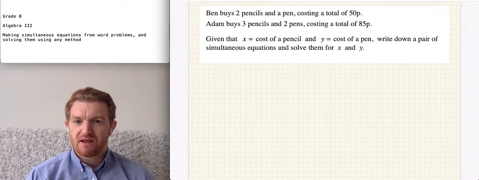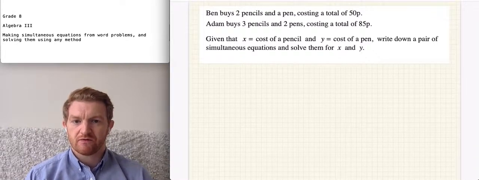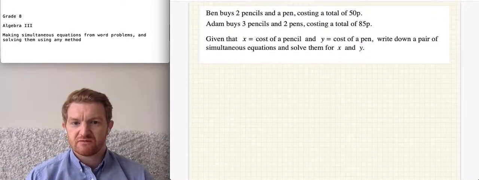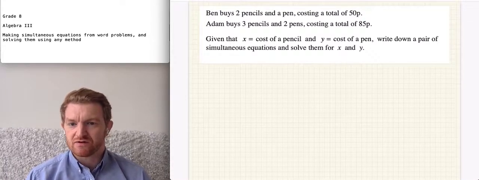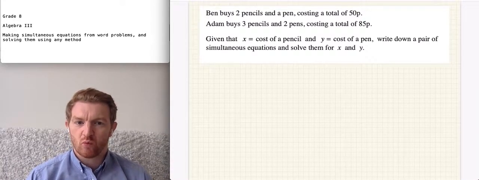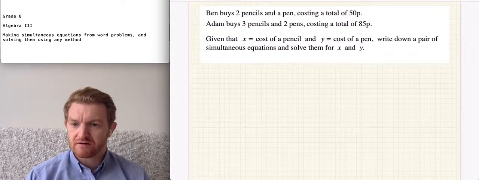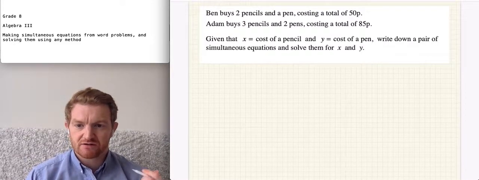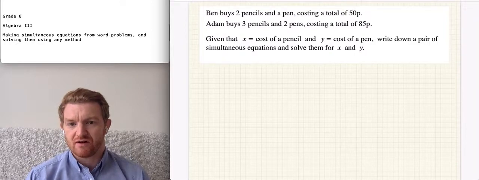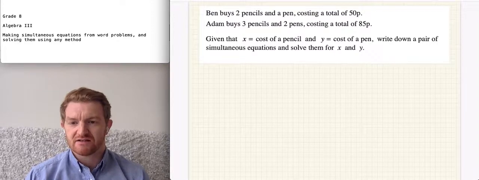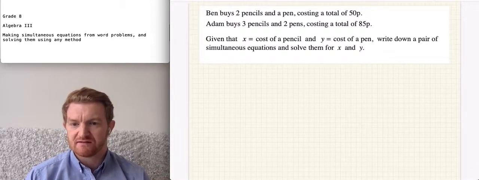We've got a simple question here. Ben buys 2 pencils and a pen for 50 pence. Adam buys 3 pencils and 2 pens, costing a total of 85 pence. You'll notice that in this first question, I've defined the variables for you. So I've said, okay, X is pencils and Y is pens. When you do these types of questions, sometimes it will define it for you, sometimes it won't. If it doesn't say specifically what each letter should represent, then you need to write that in your answer. So X means pencils, Y means pens. It doesn't have to be a long essay, just very simple. X equals pencils, Y equals pens.